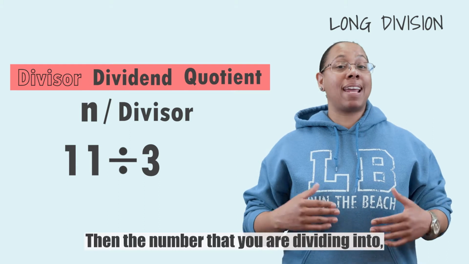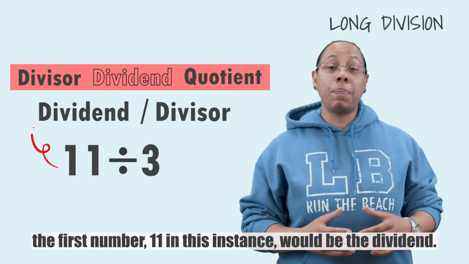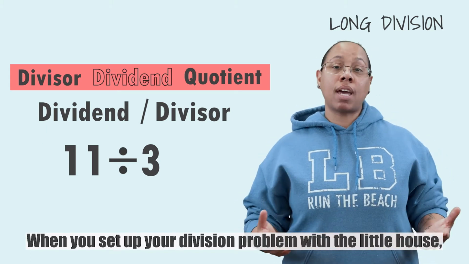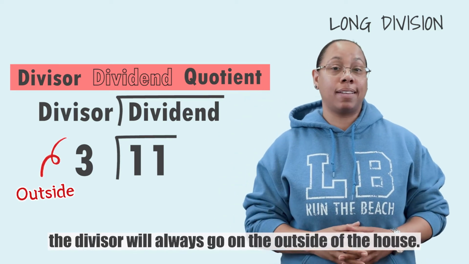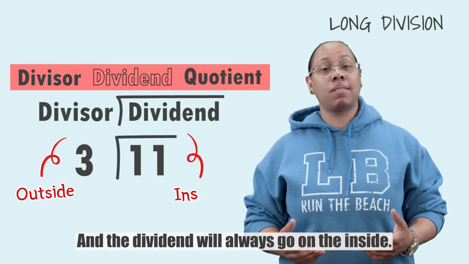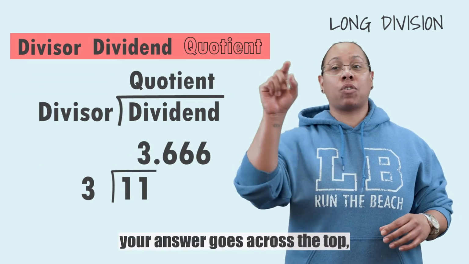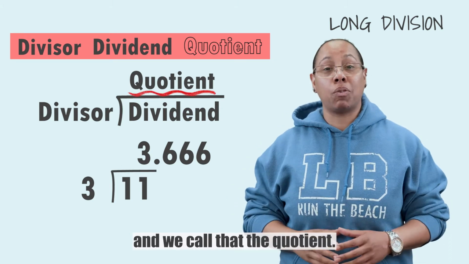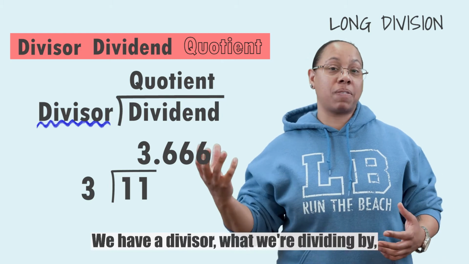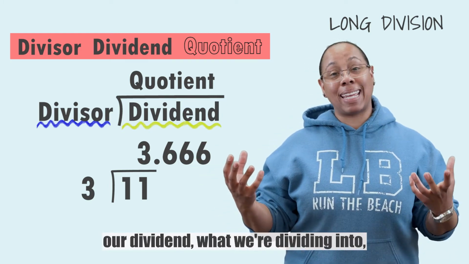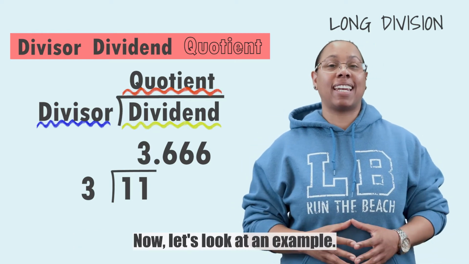Then the number that you're dividing into, the first number, 11 in this instance, would be the dividend. When you set up your division problem with the little house, the divisor will always go on the outside of the house, and the dividend will always go on the inside. Once you do your work, your answer goes across the top, and we call that the quotient. So the answer to the division problem is a quotient. We have our divisor, what we're dividing by, our dividend, what we're dividing into, and then our quotient, the answer that we get. Now let's look at an example.